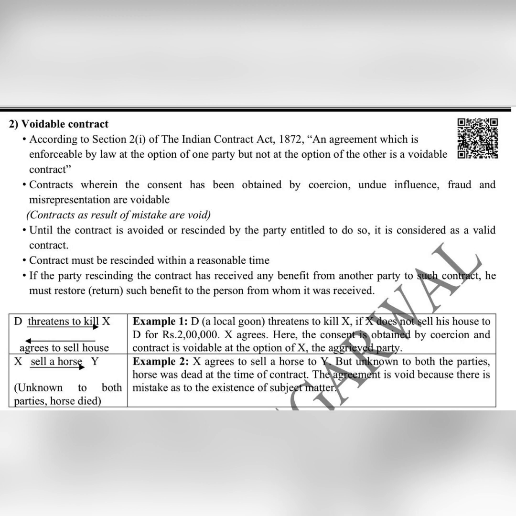Let's take the example of Don. Don forced X to sell his house for rupees 1 lakh. So Don used coercion on X. Now the aggrieved party X has two options: either treat the contract as valid or cancel the contract. In case the contract is cancelled, he will restore the benefit. So when these options are available with the aggrieved party, then such contracts are known as voidable contracts.